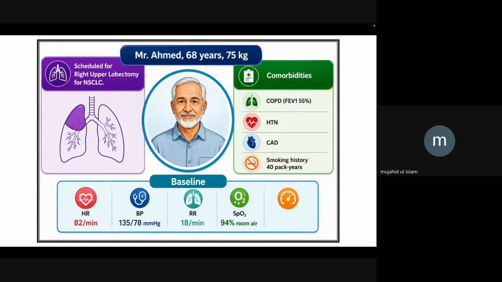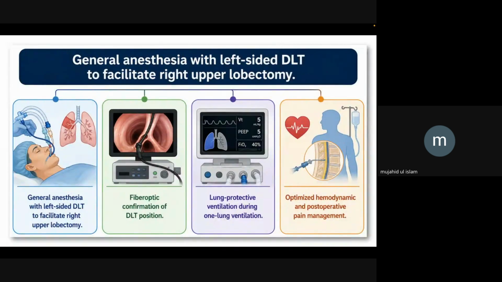So this is the same case as discussed by Dr. Imtiaz. So our anesthetic plan is general anesthesia with a left-sided double lumen tube to achieve reliable lung isolation for the right upper lobectomy. The DLT position will be confirmed with fiber optic bronchoscopy, and during one lung ventilation, we will use lung protective ventilation strategies.